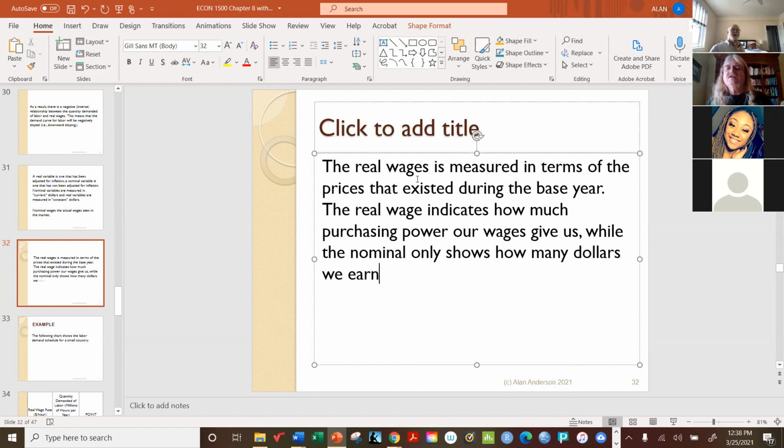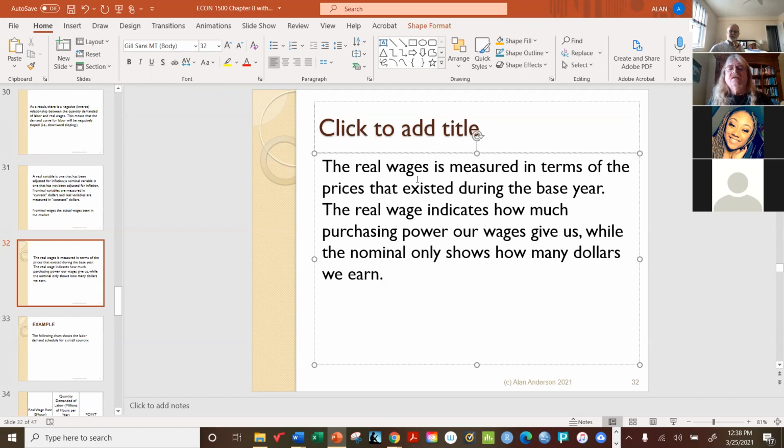So it's an important distinction. The nominal wage says we earn, let's say, $20 an hour. The real wage tells us how much we can actually buy with our wages. In most applications, the real wages are the ones that we're really focused on, because the nominal wages can include both an inflation component and any changes in the real wage.